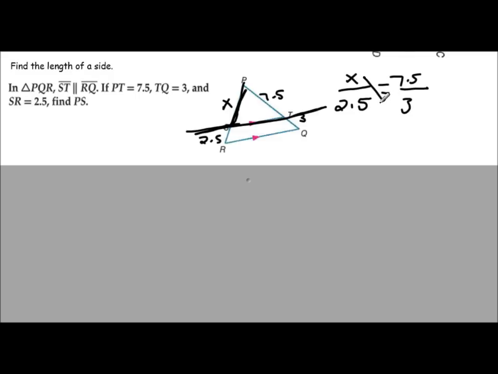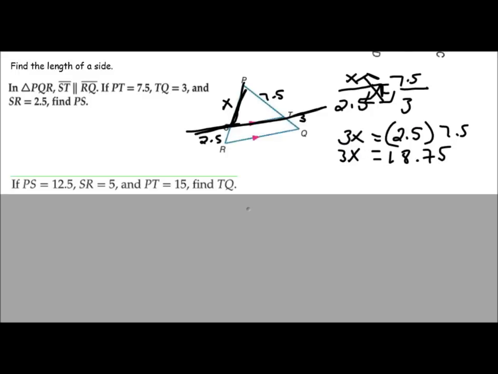So of course we cross multiply. We're going to do X times 3, which is 3X, equal to 2.5 times 7.5, which is 18.75, and that equals 3X. And then we'll divide both sides by 3 to get a missing length of 6.25.